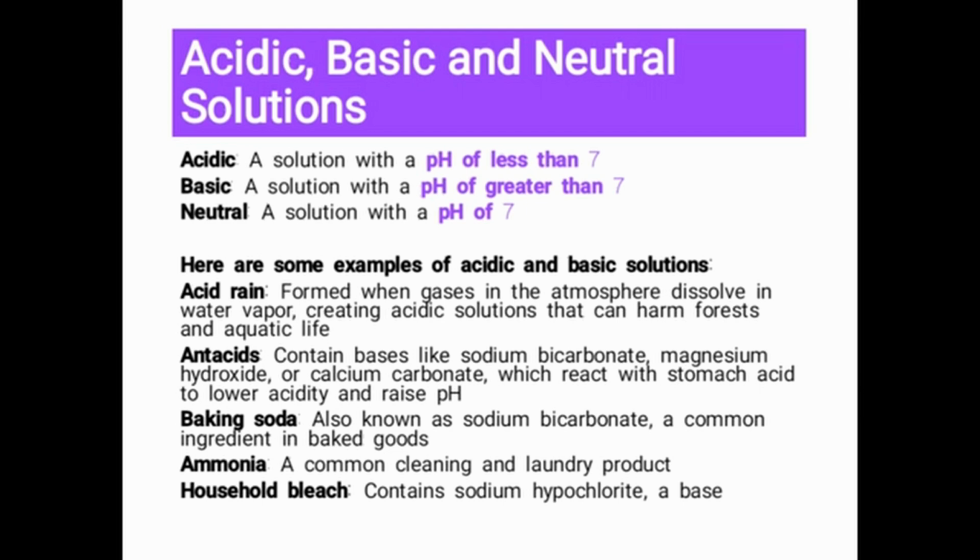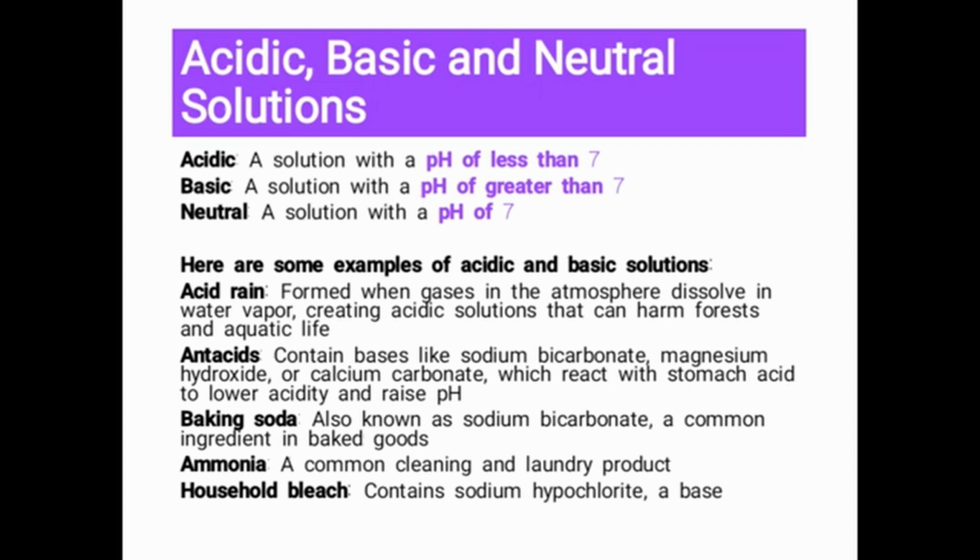Between 0 to 6, you have the acidic. And then when it comes to 7, you have neutral. From 8 to 14, you have basic. So any solution that has a pH that is less than 7 is acidic. Any solution that has a pH greater than 7 is basic. And any solution that has a pH of 7 is neutral.